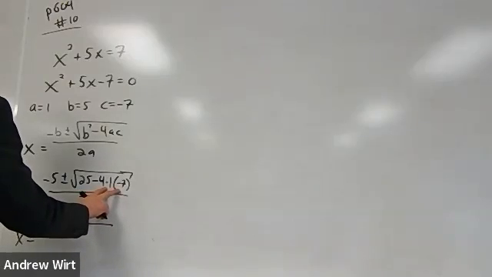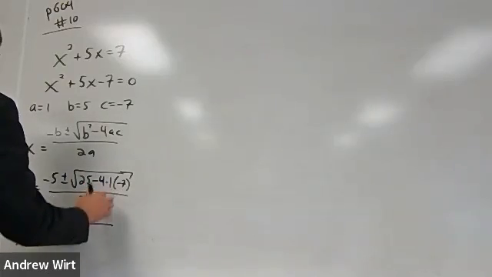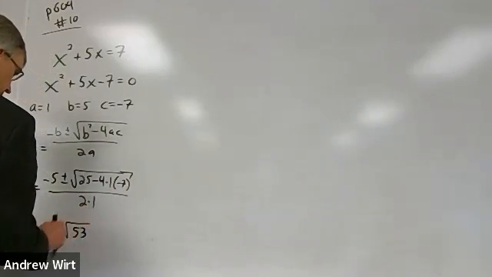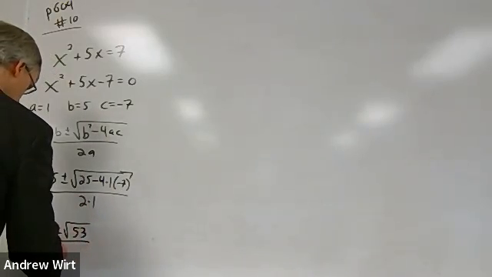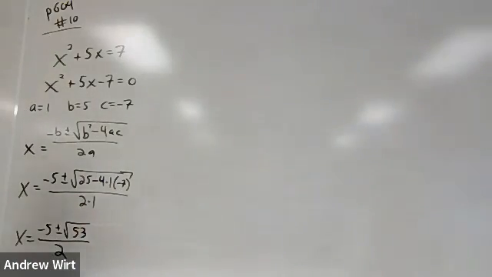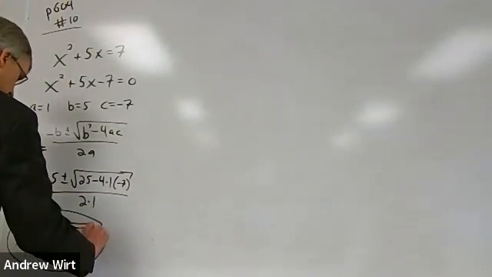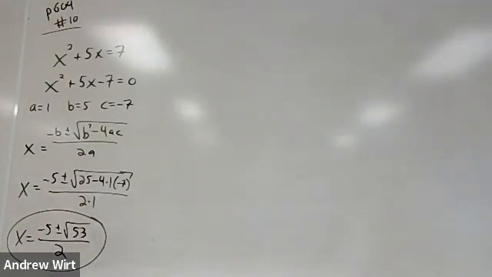So this will be -28. So we're subtracting -28, adding it to 25. So you get the square root of 53. This cannot be simplified. 53 is a prime number. So that is our answer: -5 plus or minus the square root of 53 over 2. Sometimes we get lucky like that.